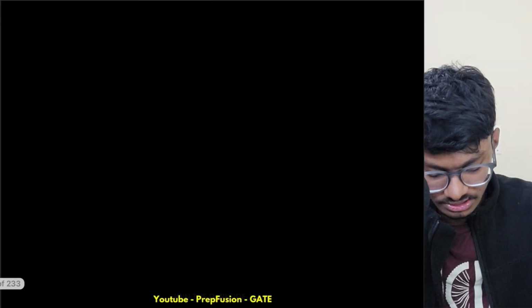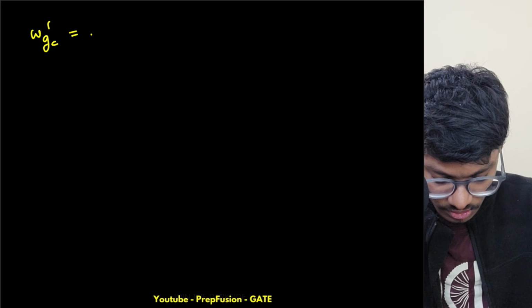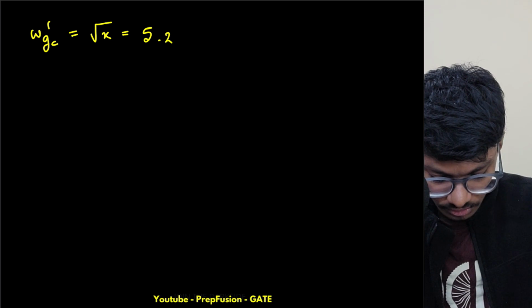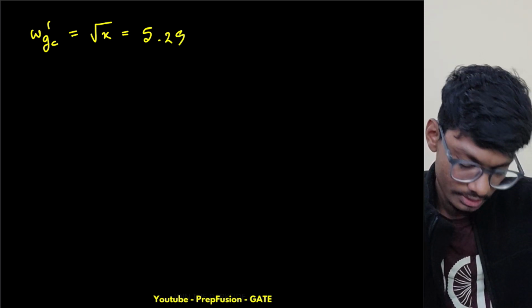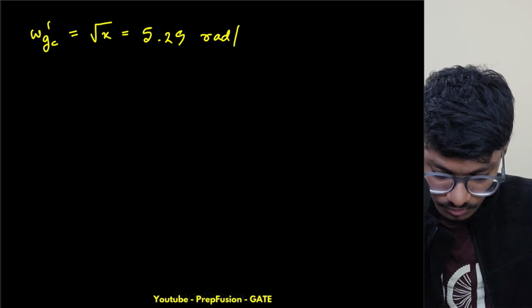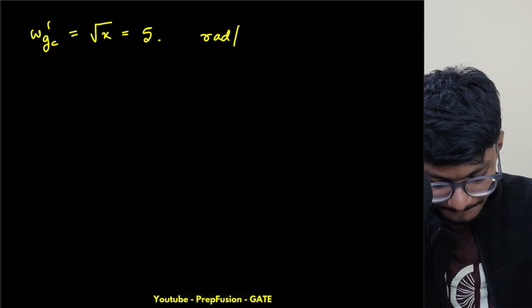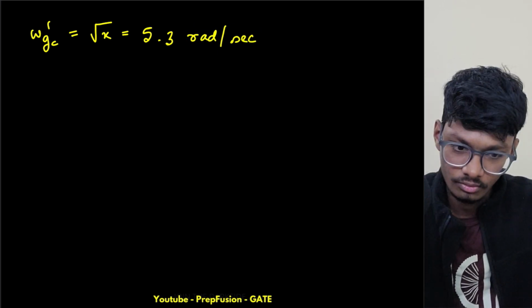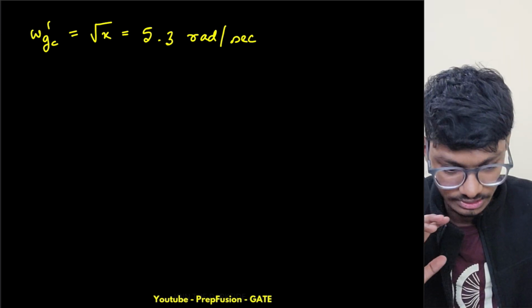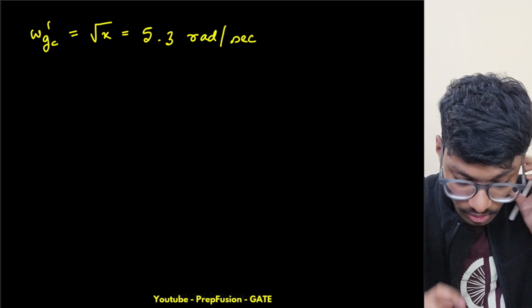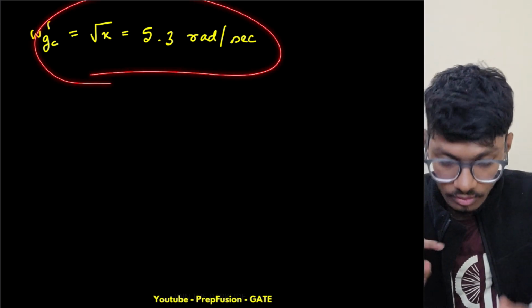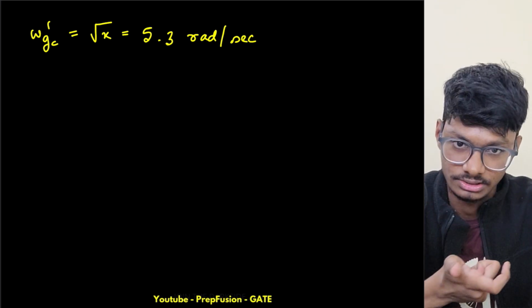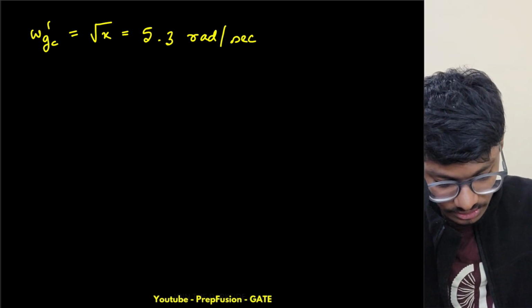So what is my omega GC dash? Omega GC dash equals the square root of x. So it equals 5.29 radians per second, or you can say it is almost 5.3 radians per second. So this we found out. Now here we'll find the phase at this angle. From here we will find the phase margin, right?